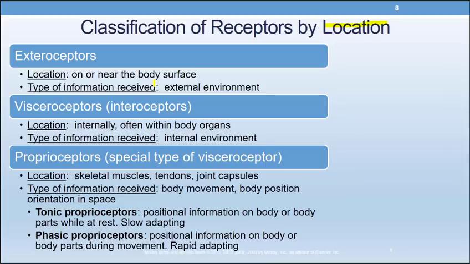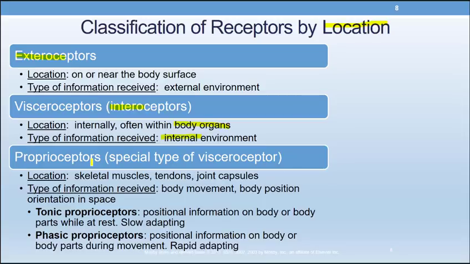Visceroceptors, also known as interoceptors, so we have the intero versus extero. The visceroreceptors are found internally then, usually within body organs, and they'll monitor, as you would have guessed, information about our internal environment. So for example, these receptors could monitor changes in pressure within blood vessels, the stretch within our stomach or our heart, for example. They could measure changes in chemicals or the pH as well. They also are involved in monitoring hunger and thirst.